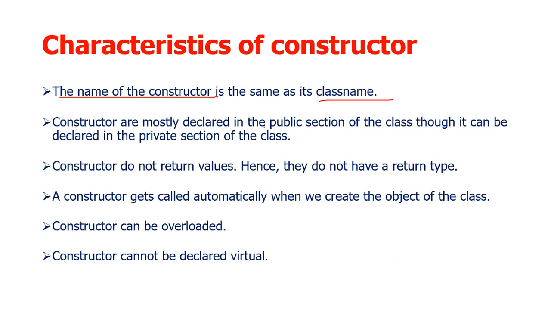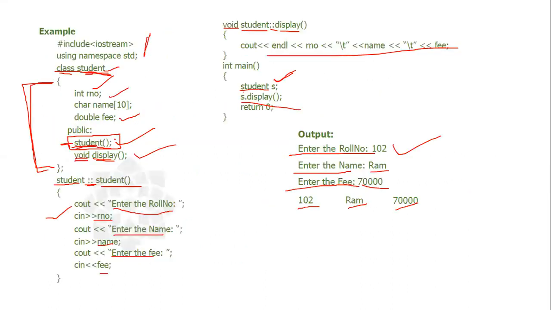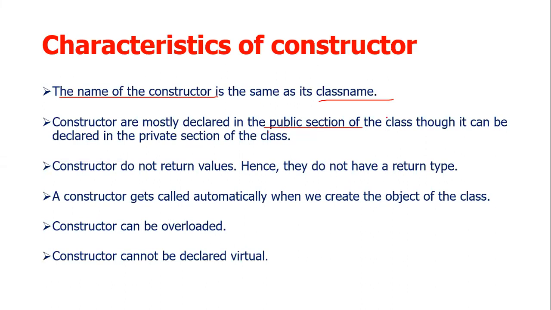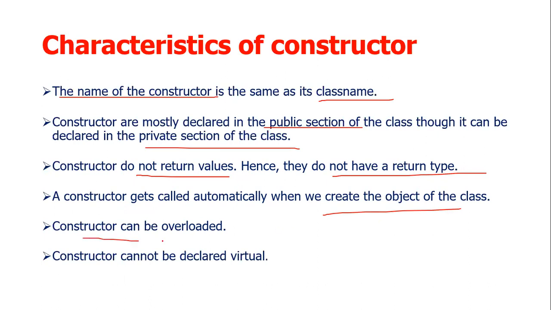Constructors are mostly declared in the public section. You just see here we have declared a public section. It is not that we should always define it public. Mostly constructors are defined in the public section of the class, though they can be declared in the private section of the class also, right? And we already know that a constructor does not return any value because it doesn't have any return type. And the constructor gets called automatically when we create objects of the class. And a constructor can be overloaded, but it cannot be virtual. We cannot declare the constructor as a virtual function, but we can overload the constructor.